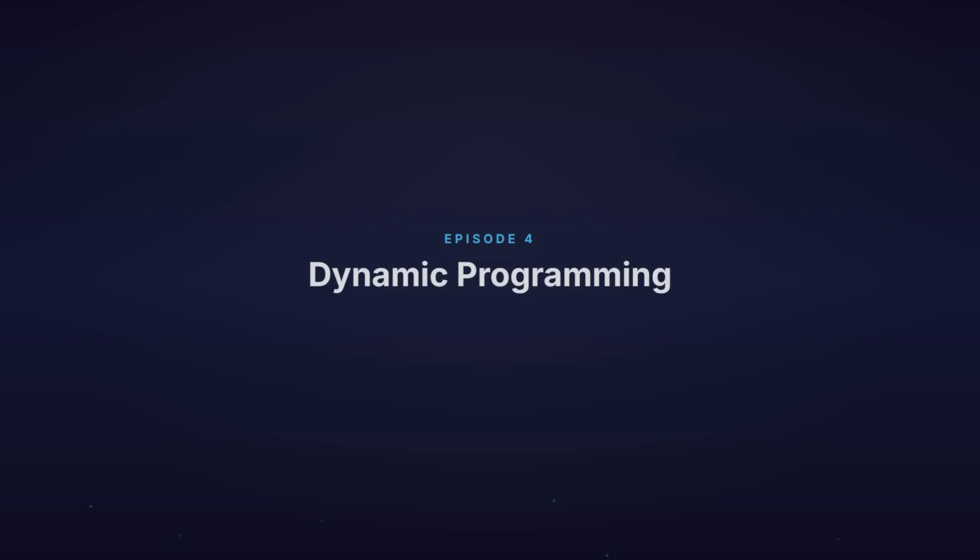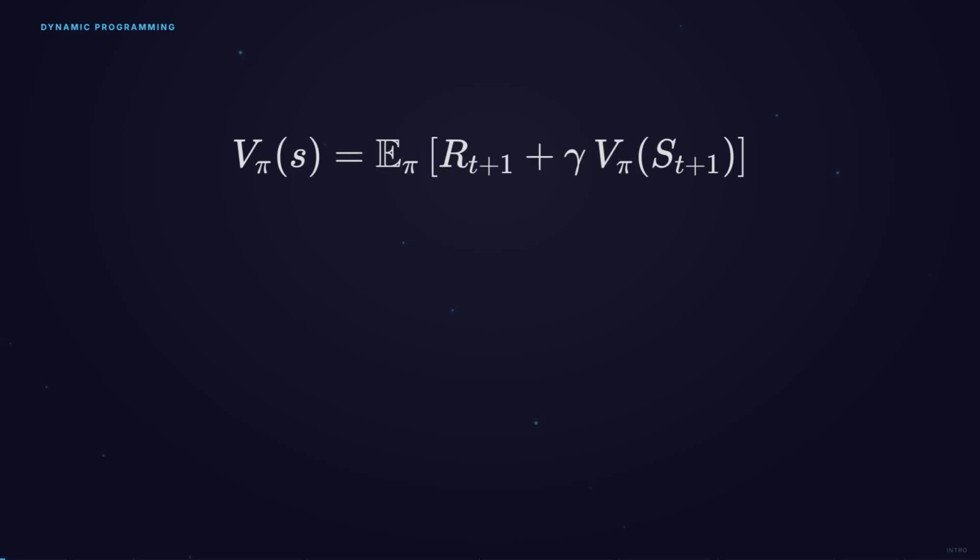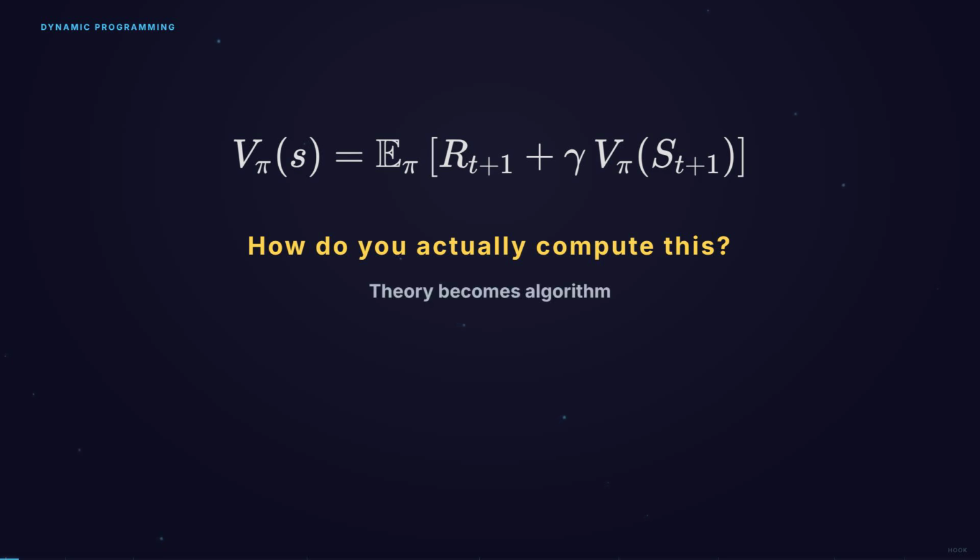Episode 4, Dynamic Programming. You now have the Bellman equations, the recipe for optimal behavior. But a recipe isn't a meal. How do you actually compute the value of every state? How do you find the optimal policy? This is where theory becomes algorithm.